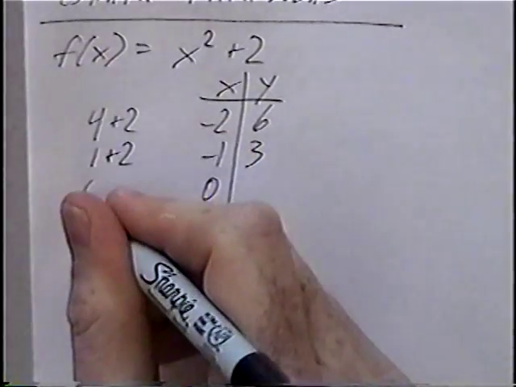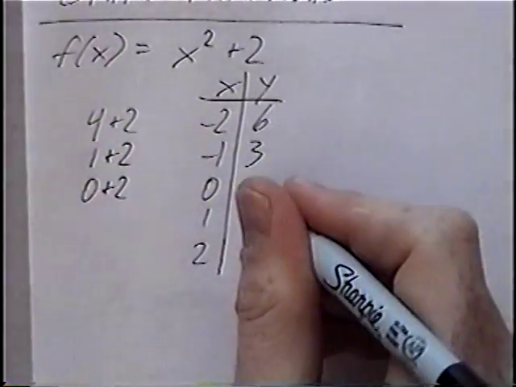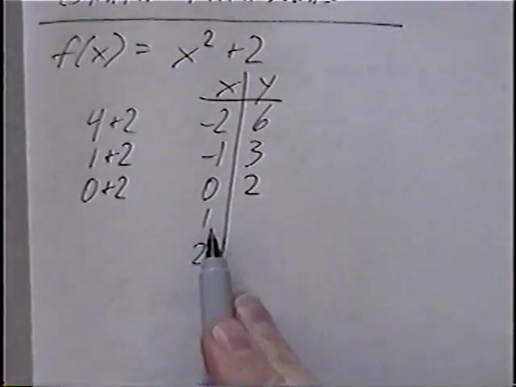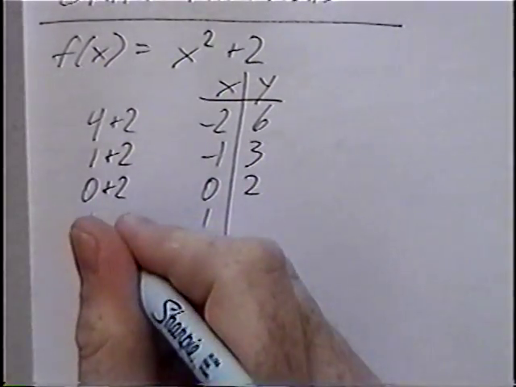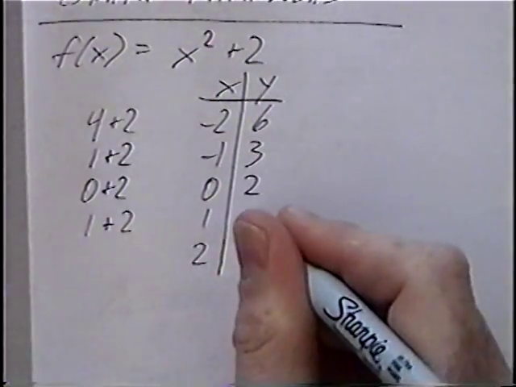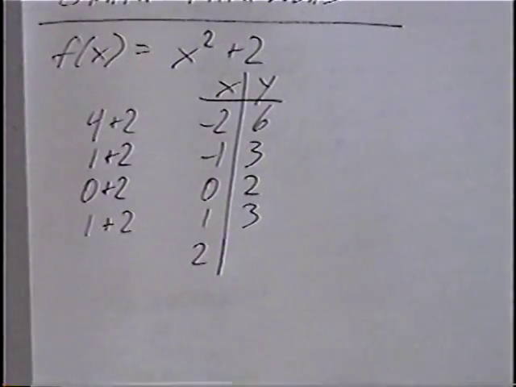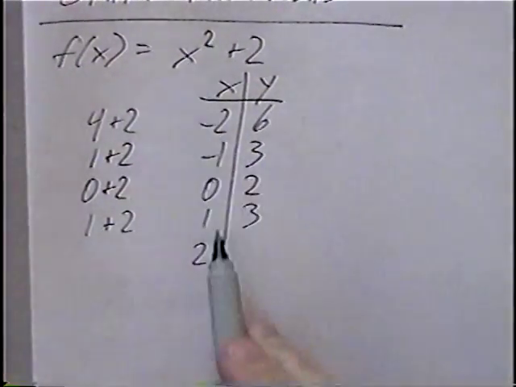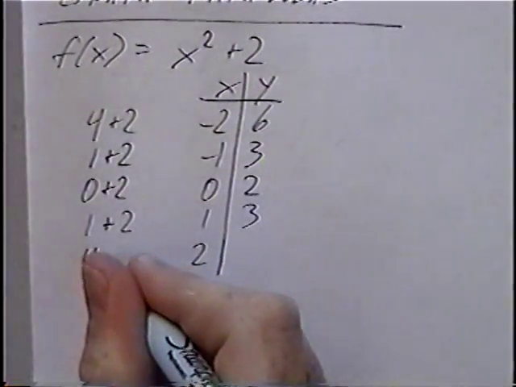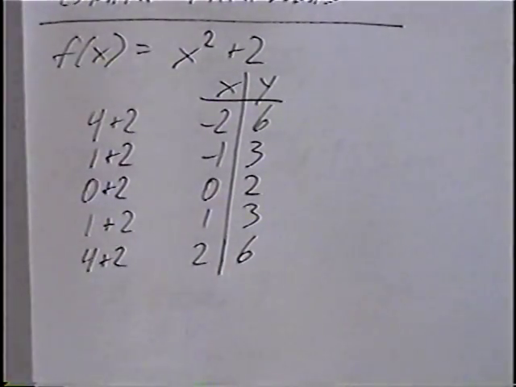0 squared would be 0. Adding 2 to that would be 2. 1 squared would be 1. Adding 2 to that would be 3. And last number, 2 squared, 2 times 2 would be 4. And adding 2 to that would be 6.